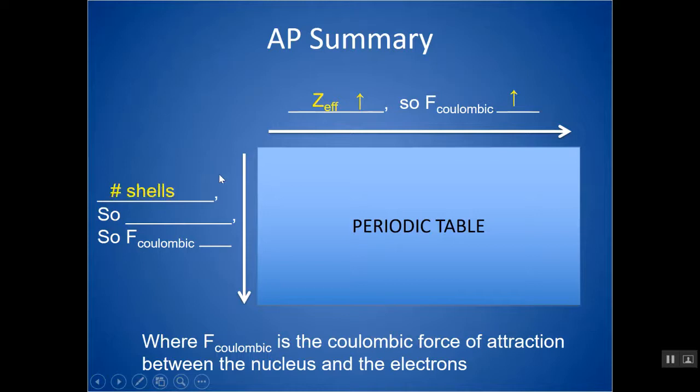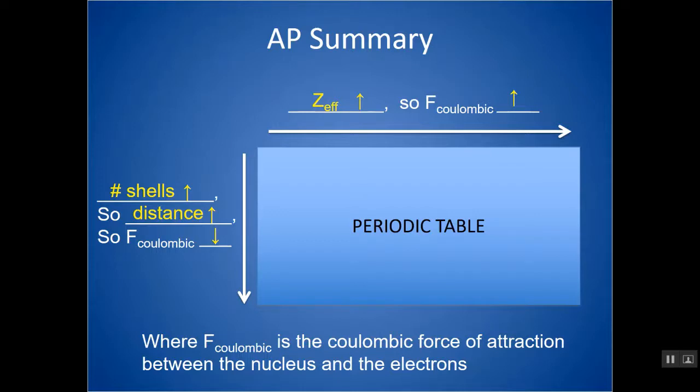You are adding more shells. Every time you go down a group, you have a new shell that's been added. So if you have more shells, what is that going to translate to in terms of things that affect force of attraction? Distance. Your distance is increasing. The distance between your nucleus and your electrons is increasing. So are they going to attract each other as much? No, they're not. So your force of attraction is going to go down.